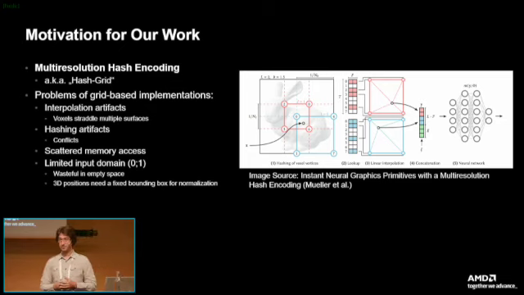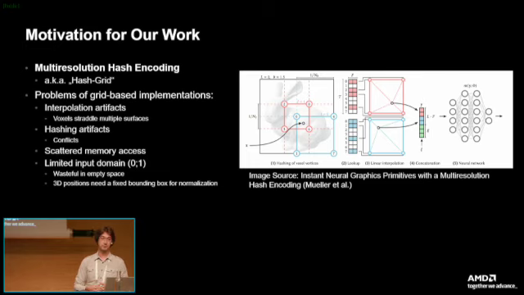So what are the problems of these implementations? One is that you get interpolation artifacts. Of course, the grids are discretized, and let's say you want to encode a triangle in a 3D grid. Basically, every time you query your grid for every triangle, you get some interpolated result from the nearest vertices of the grid. So it's never trained properly for your specific point in space.